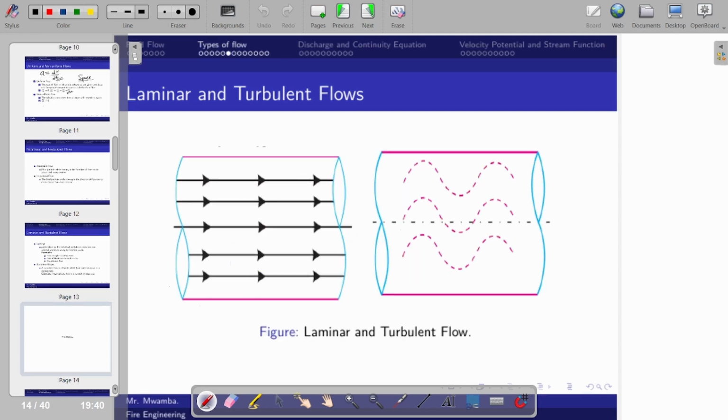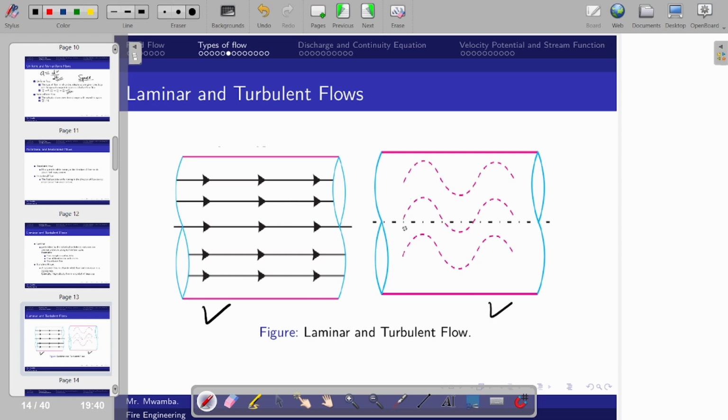In a laminar flow, let me just go straight to the diagram. The first one is a laminar flow. The second one is a turbulent flow. The particles don't move in a straight line; they move in a zigzag way for a turbulent flow. But for a laminar flow, they move in a straight path, and they do not cross each other's paths. An example of a laminar flow is when you use a straw to drink some juice. The flow that occurs in straws is laminar flow.